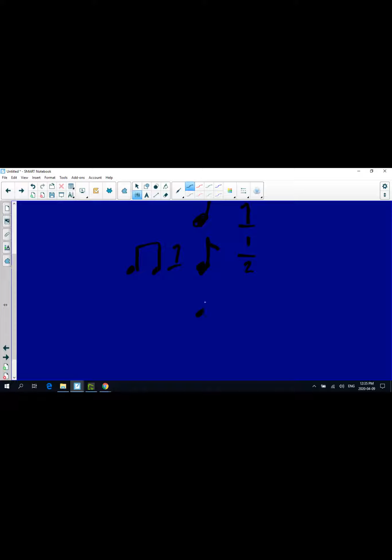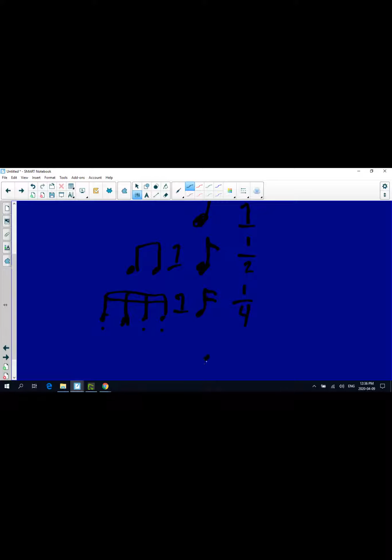Next smallest note is a 16th note. By itself, that's worth a quarter of a beat. But if you put 4 of them together, you get this rhythm. And that is equal to 1 beat, right? A quarter plus a quarter plus a quarter plus a quarter is 1 whole.